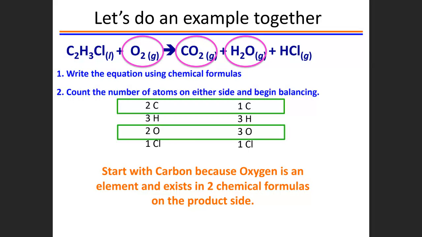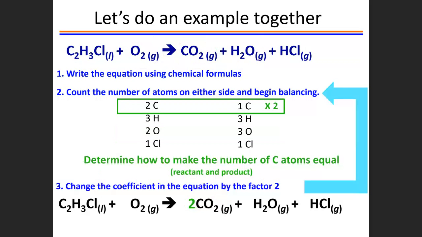Now let's do the example together. In that case, we have C2H3Cl liquid and oxygen gas. This reaction produces carbon dioxide, water, and HCl. Write the equation using the chemical formulas, count the number of atoms on either side. They're asking just for balancing of this reaction. Could you guys balance? I think this is already balanced here. So let's move on and see, because now we know how to do that.